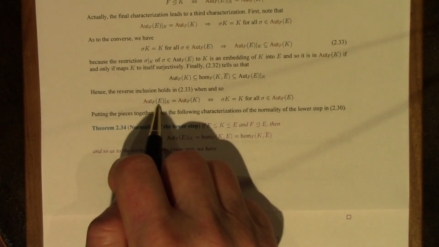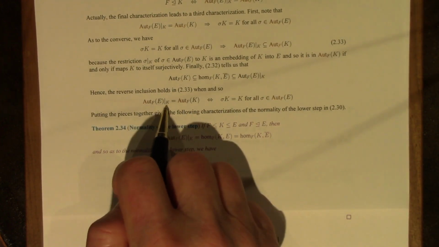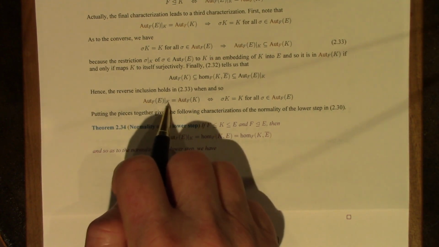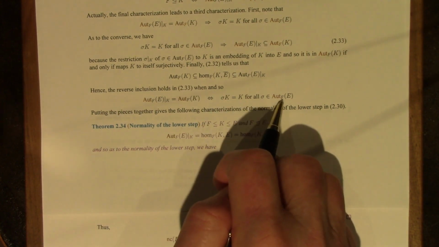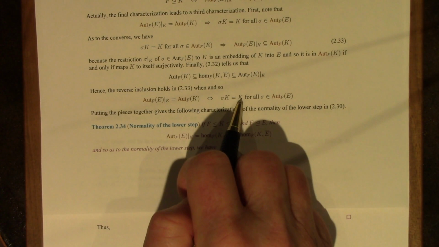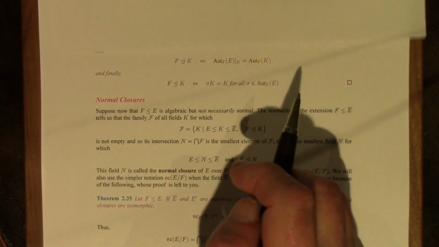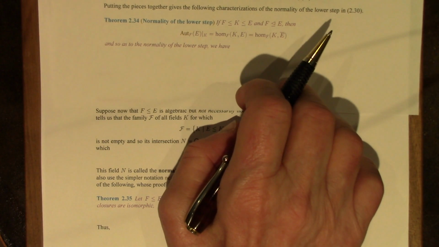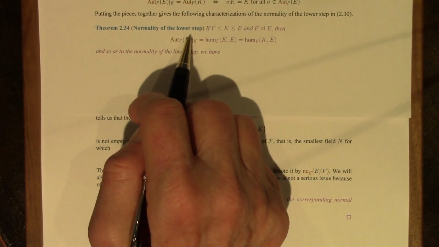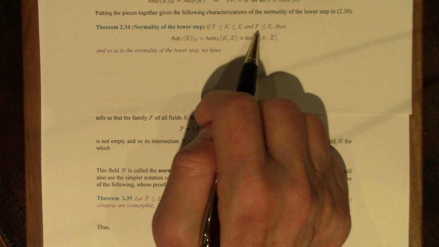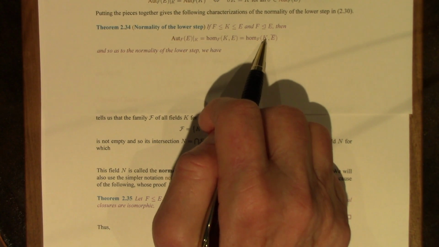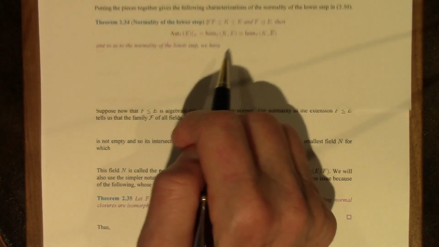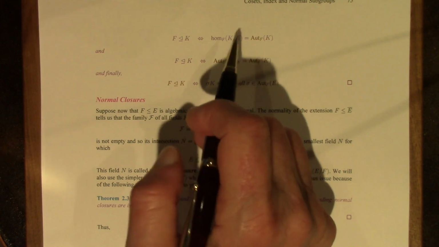And so we have automorphisms. The restriction of the automorphisms of E over F to K are the automorphisms of K if and only if each one of these automorphisms maps K onto itself. So we have now three characterizations of the normality of the lower step. Here's our two-tower, full extension, normal. These three things are the same. That's what we learned. And so the normality of the lower step can be characterized in three different ways.